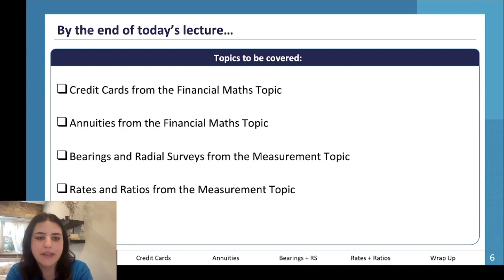These are definitely two topics I get the most questions on as a private tutor from financial. I feel like with income tax and interest and stuff, it's a little bit better, but credit cards and annuities, I get a lot of questions.